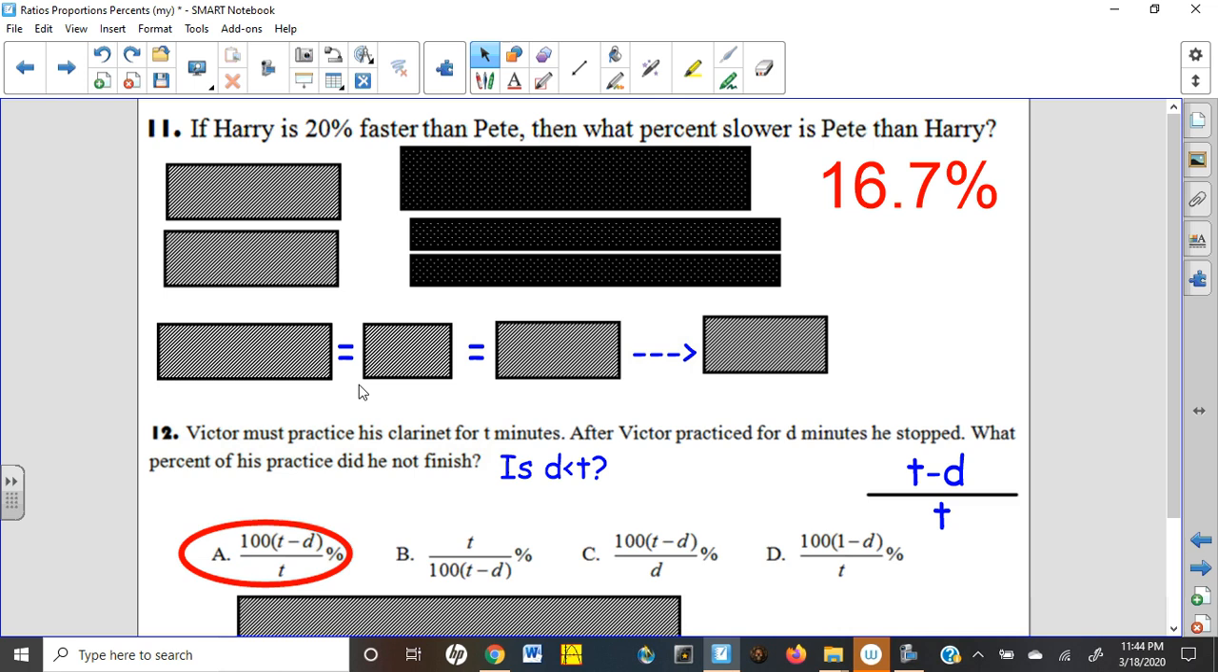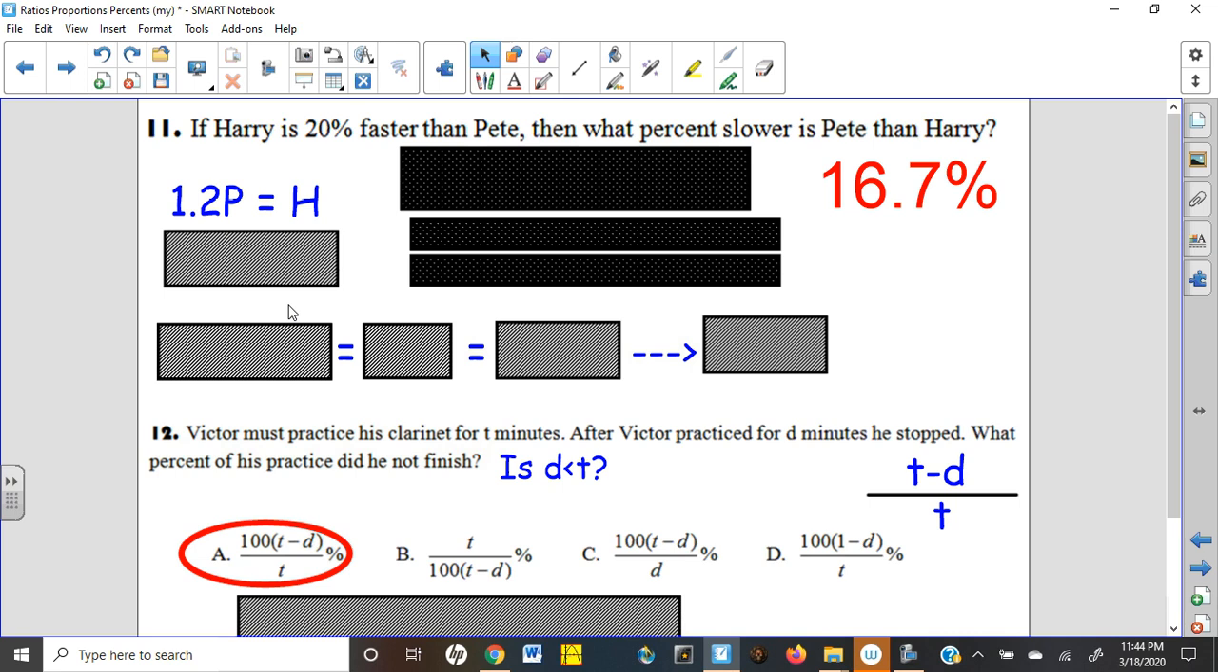Number 11. This one usually gives people a little bit of trouble. Harry is 20% faster than Pete. So that means that, if we say that Pete is 100%, Harry would be 120%. Okay, so 1.2 Pete's equals Harry. That means that Harry is 20% faster than Pete.